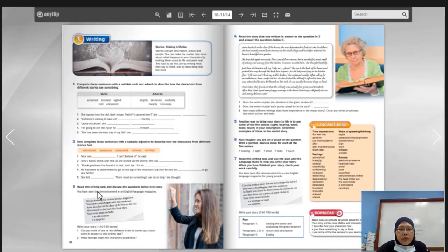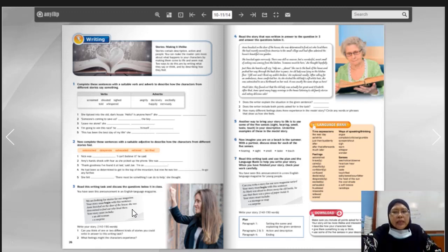Now let's go to number 3. This is the sample question and answer. Look at the question in part 3 of page 26. Now I'm reading the question in the box here. We are looking for stories for our magazine. Your story must begin with this sentence. So when you write your essay, you must begin with the sentence given.